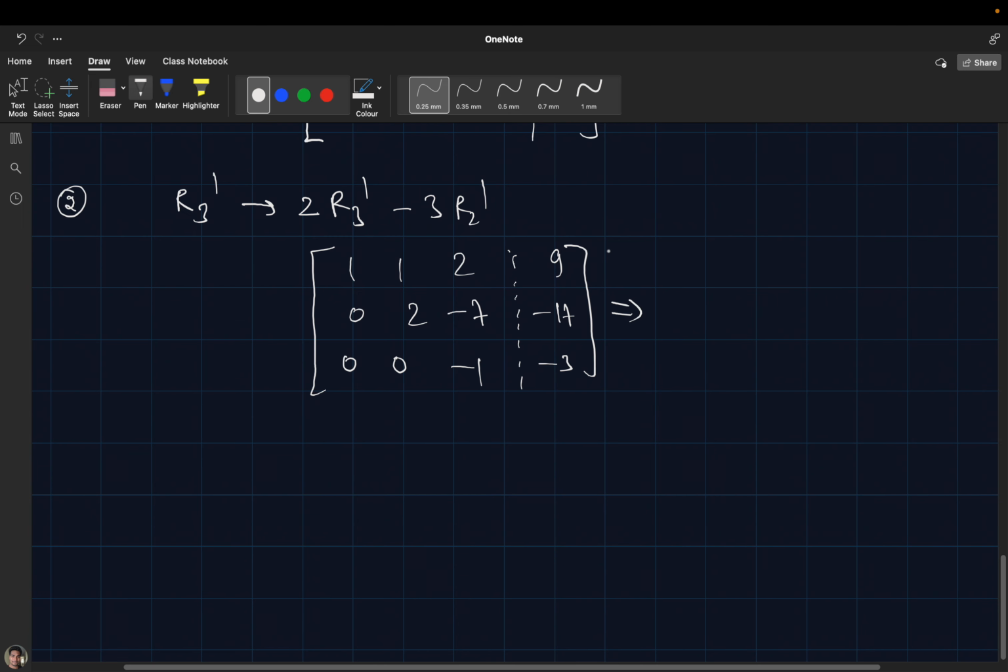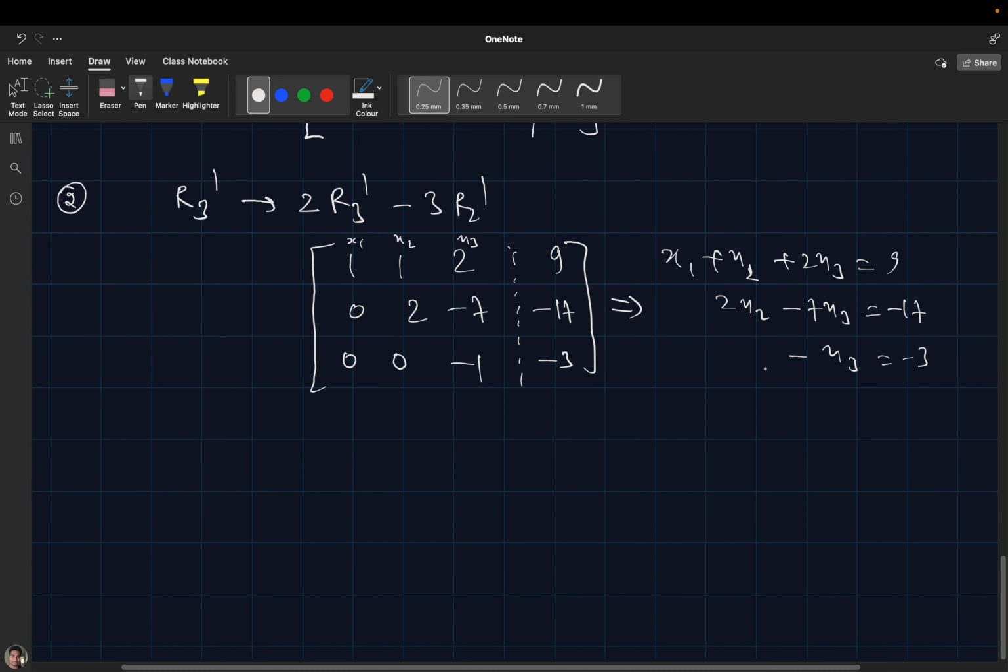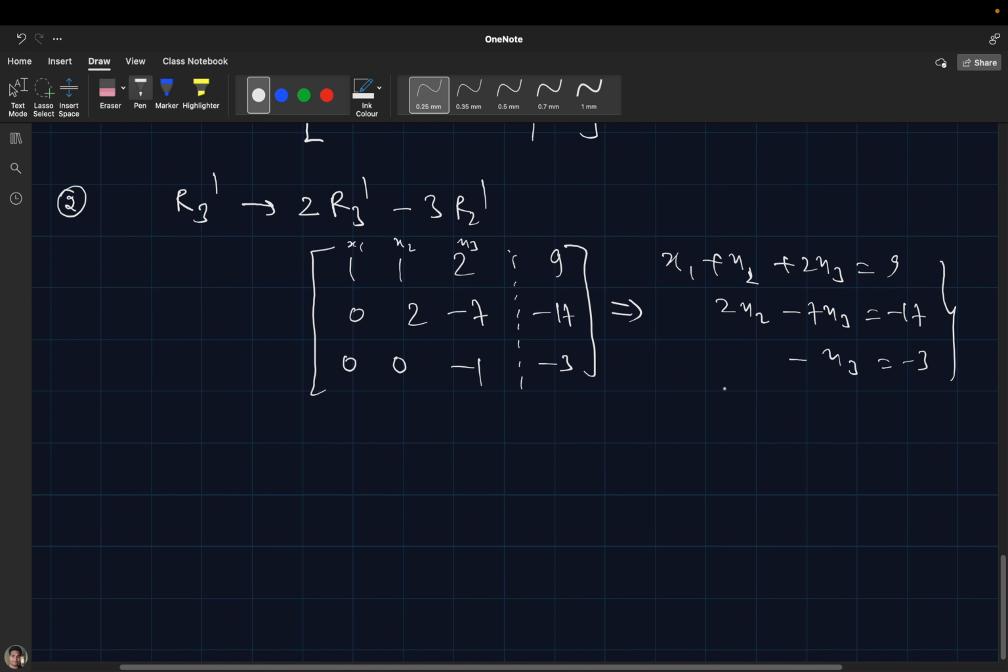How? Now I will replace each coefficient by that coefficient times its variable. If you write x1, x2, x3, you can write x1 plus x2 plus 2x3 equal to 9, 2x2 minus 7x3 equal to minus 17, minus x3 equal to minus 3. From here also you can get the solution.